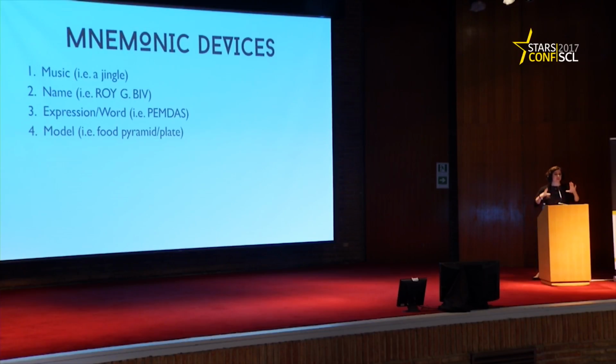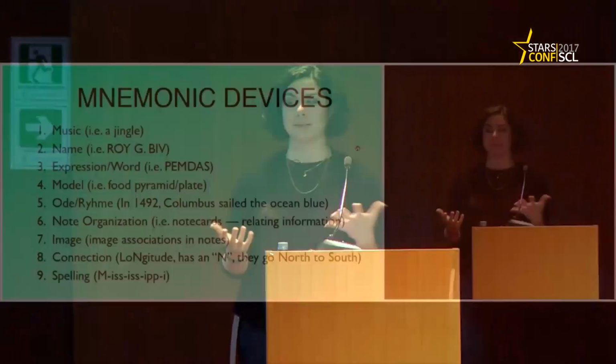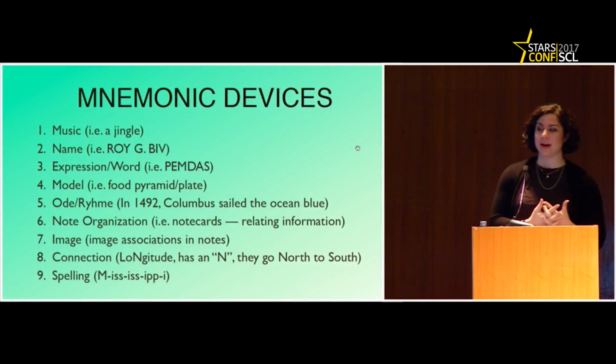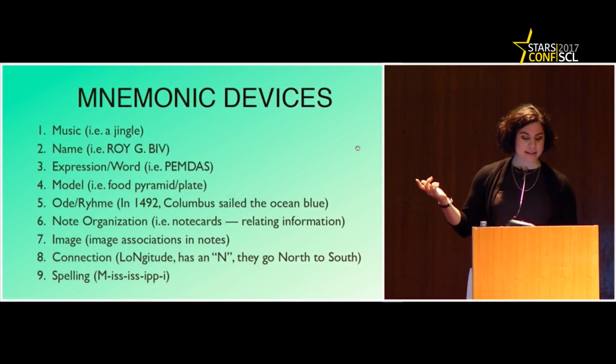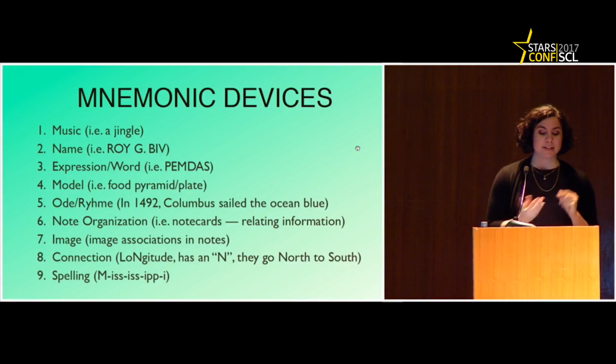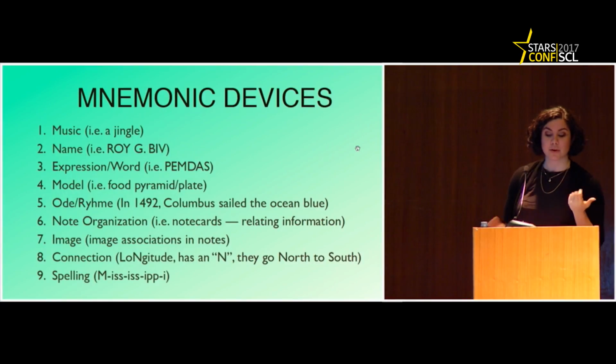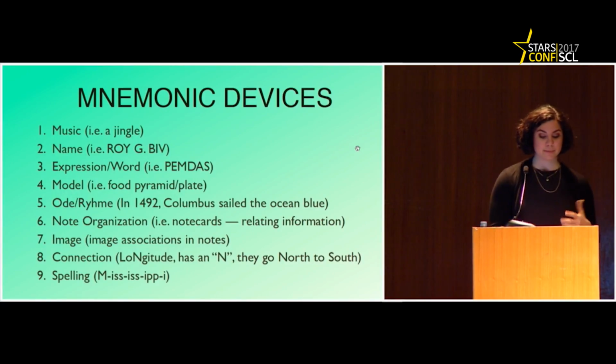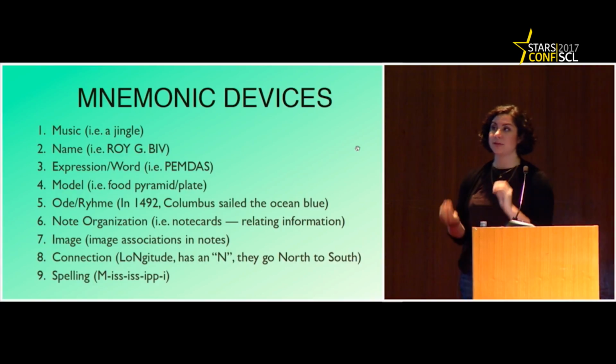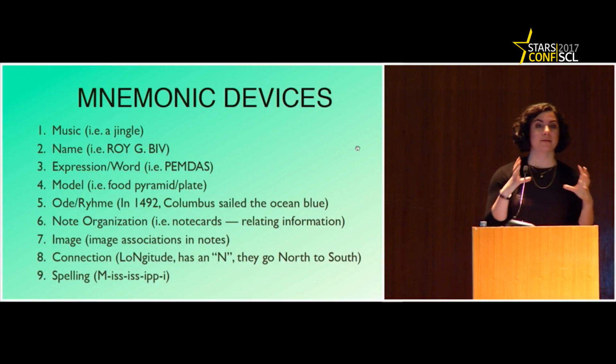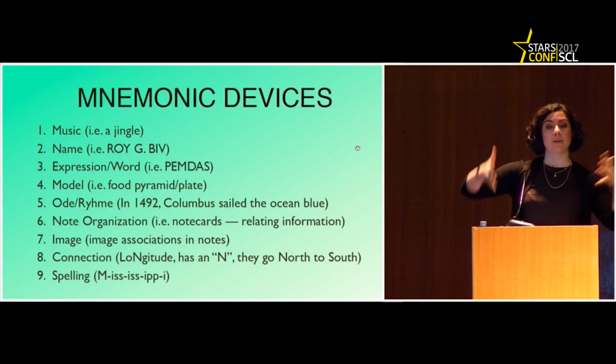There's models like food pyramids or plates or other visual diagrams that people have memorized or learned a lot as children. Odes or rhymes. So there's an ode or rhyme that is a way to remember a date. Notes or organization is a mnemonic device, so like note cards or relating information. Images, so you can have image association in your notes, or visual ways to remember certain concepts by including them in the words.